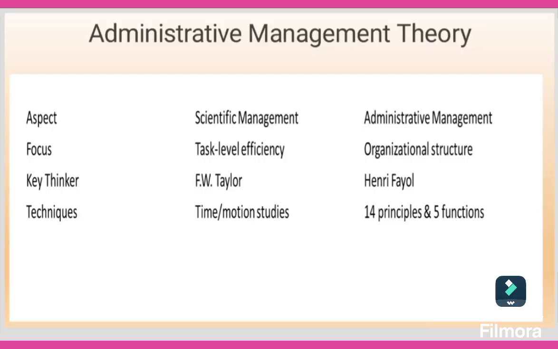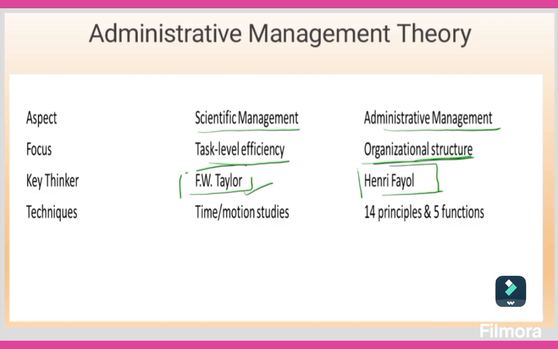Next is administrative management theory. Difference between administrative management theory and scientific management theory. Scientific management theory focuses on task level efficiency, and the administrative management focuses on the organization structure. Scientific management was developed by F.W. Taylor, or Frederick Whitworth Taylor, and this is developed by Henry Fayol. In scientific management, there is a time motion study, and in administrative management, there are 14 principles and 5 functions, which we are going to study in our next slide.